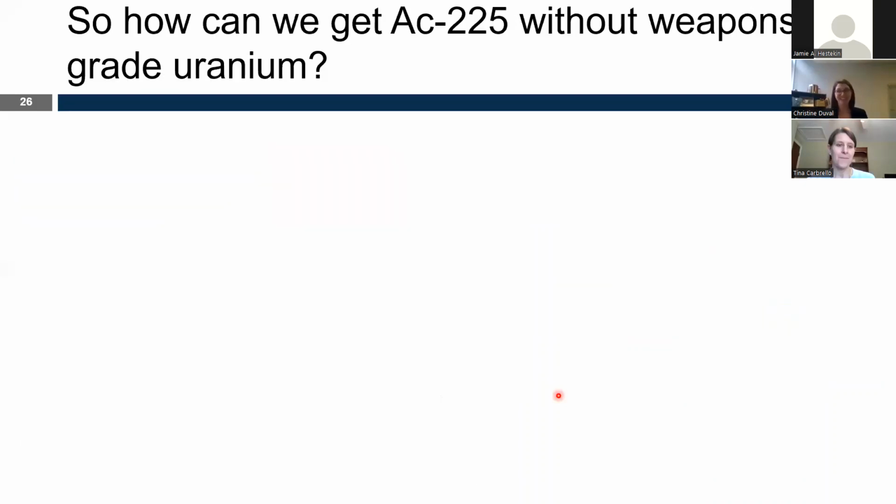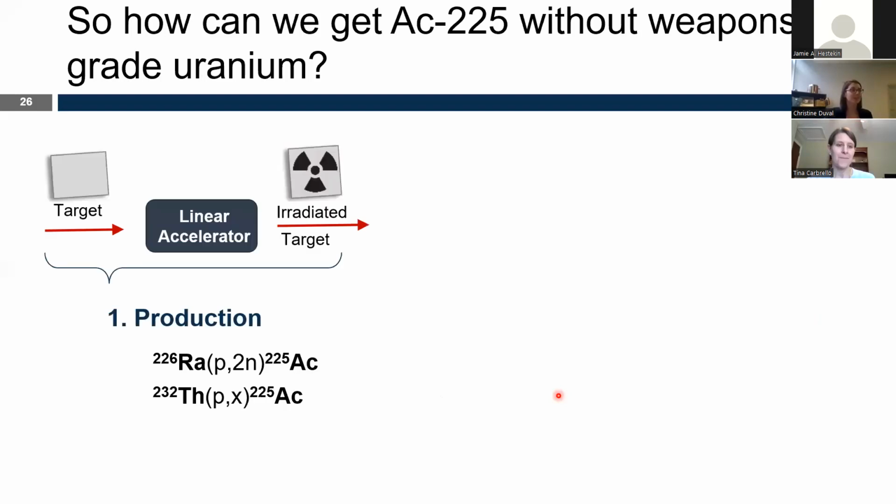So the next logical question would be, how can we get actinium-225 if not from weapons grade uranium? This is where the chemical engineering starts to come in. Just like any other chemical reaction, or if we want to keep drawing the analogies to the biopharmaceutical industry, we can make our monoclonal antibodies or whatever it may be. We can do it in our bioreactor. You can grow them in mouse models. So in some way you have to produce the desired product.